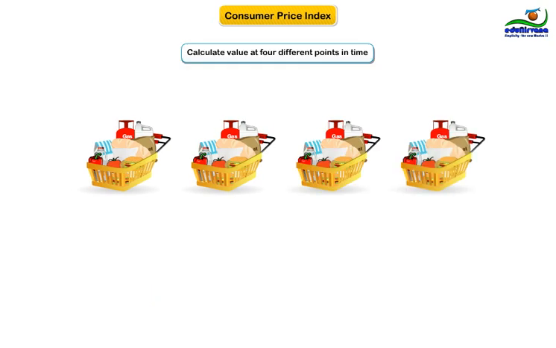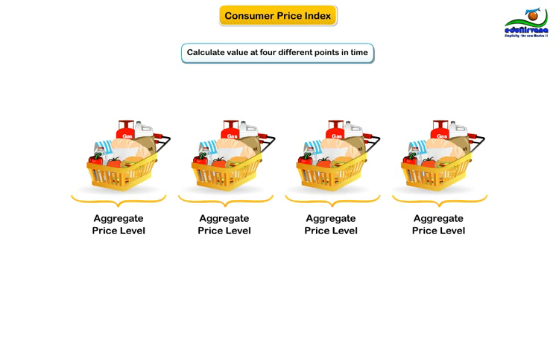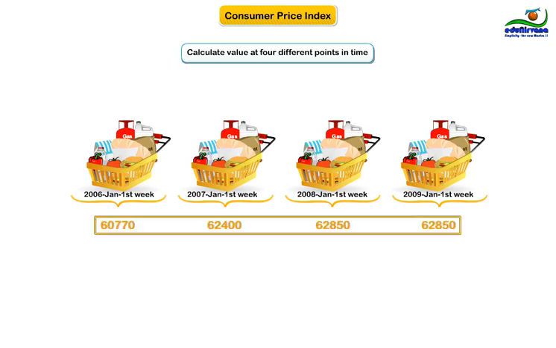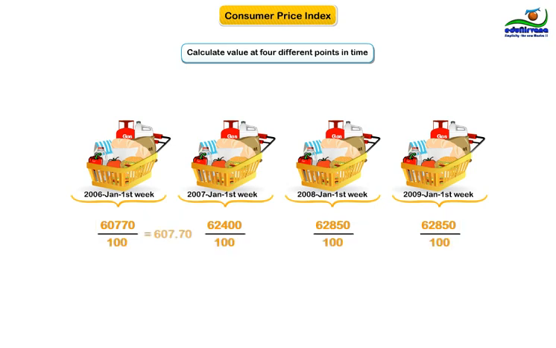We calculate the value of this basket, that is, its price level, at 4 different points in time: during the first week of January 2006, 2007, 2008 and 2009, without changing the content and the weight of the basket. Since we are only interested in the percentage change of the price level, we have divided each price level by a given constant so that the numbers are easier to deal with.